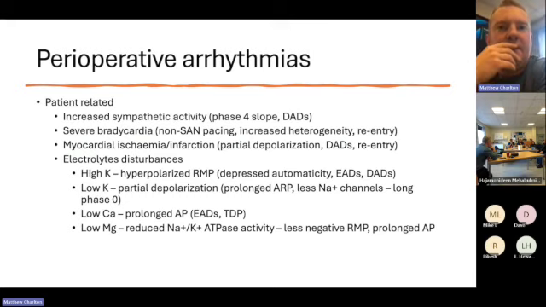Okay. And potassium is obviously the obvious one. So if you've got very, very high extracellular potassium, then you can't repolarize. So you can't propagate any action potentials, and you'll get bradycardia, and then you'll get asystole.